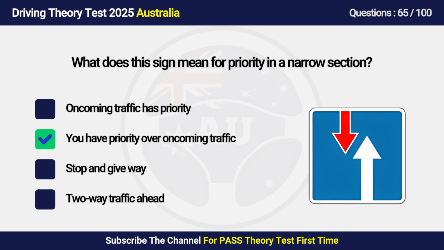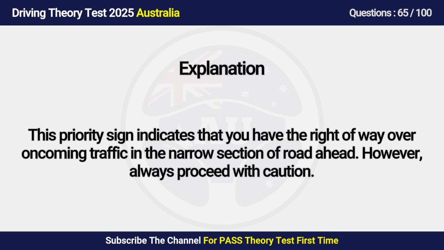Answer is B. You have priority over oncoming traffic. This priority sign indicates that you have the right of way over oncoming traffic in the narrow section of road ahead. However, always proceed with caution.